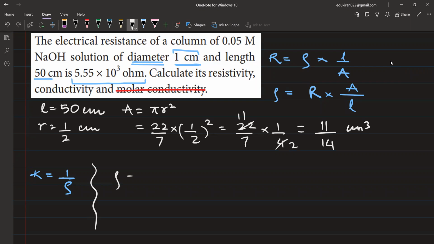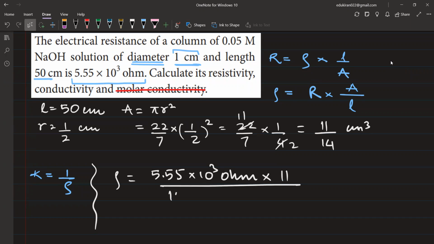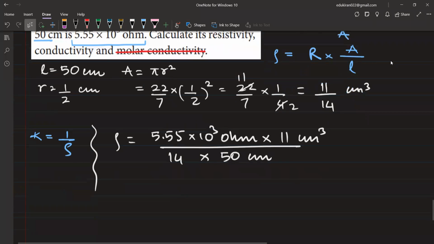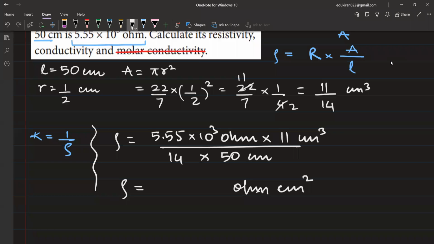Now we just need to calculate what, rho. Rho is equal to resistance. Resistance is given as how much? 5.55 into 10 to the power 3 ohm into the area, 11 by 14 centimeter square, and then we have the L length is equal to कितना, 50 सेंटीमीटर. सो यहाँ से तो बिल्कुल आपके पास रेजिस्टिविटी कितना आ जाएगा? ओम सेंटीमीटर स्क्वायर, राइट? हाँ, ओम सेंटीमीटर स्क्वायर आ जाएगा. नहीं, ये सेंटीमीटर स्क्वायर होगा ना, सॉरी, सेंटीमीटर क्यूब नहीं होगा, मेरा सेंटीमीटर स्क्वायर होगा, and this will be ohm centimeter.